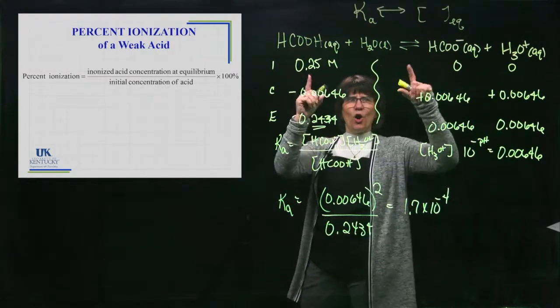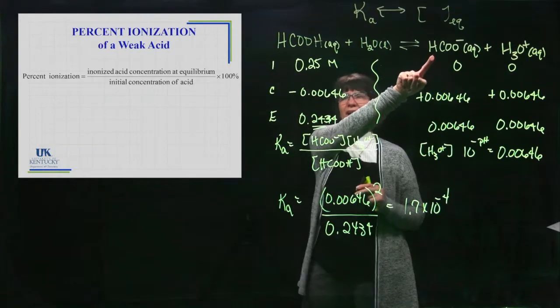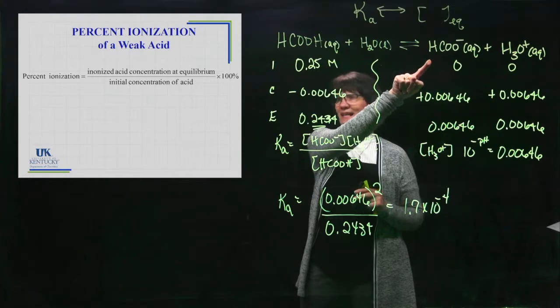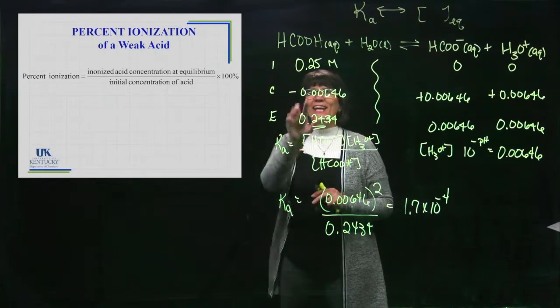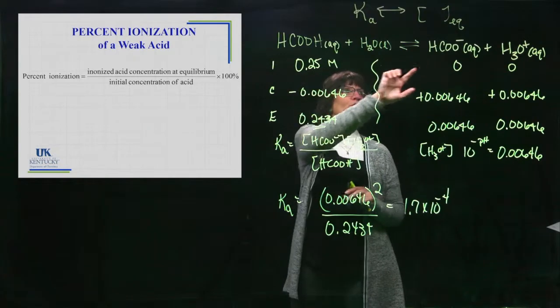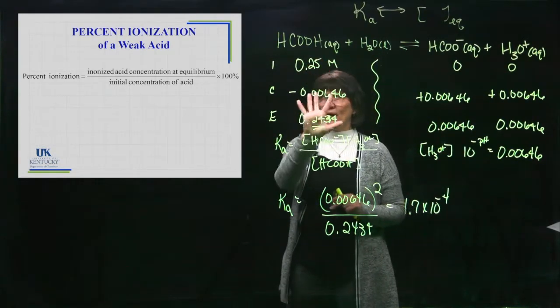Percent is always the part over the whole, okay? So the part is the part that ionized. What part of it is in the ionized form? The whole is how much you put in there. It's the initial amount. That would be both this and this form at equilibrium. It is the whole, okay?